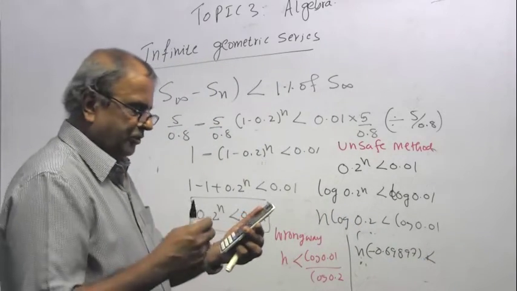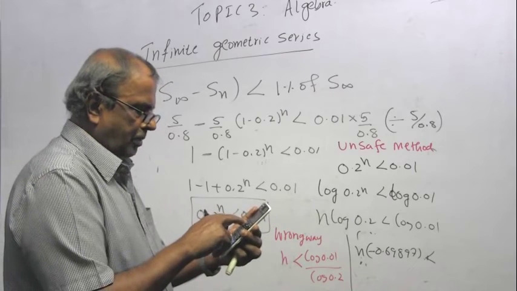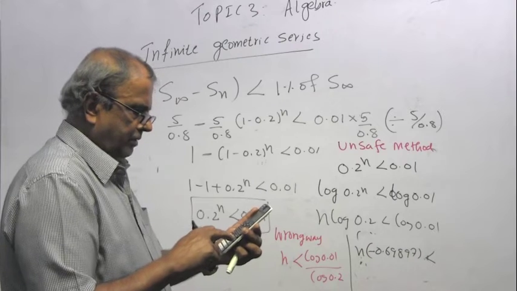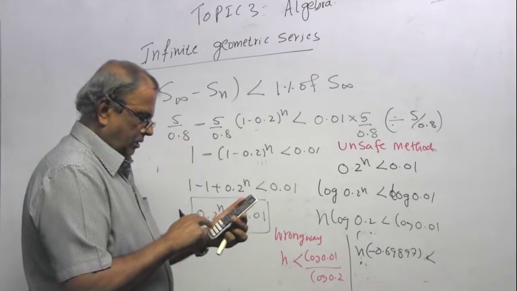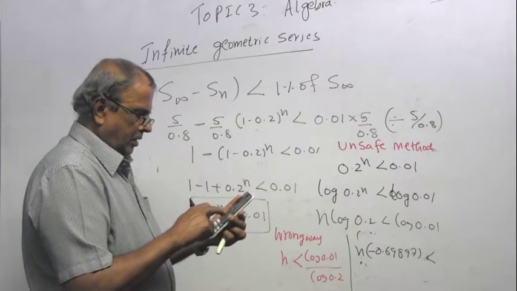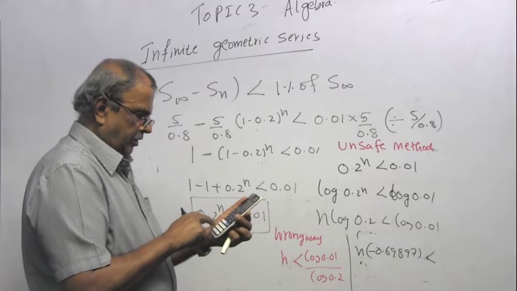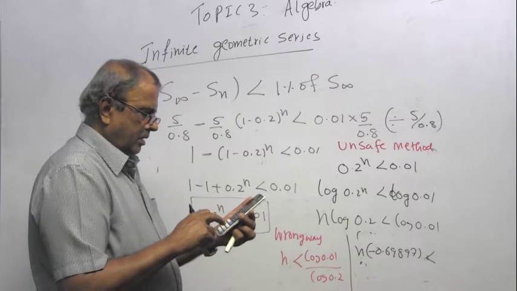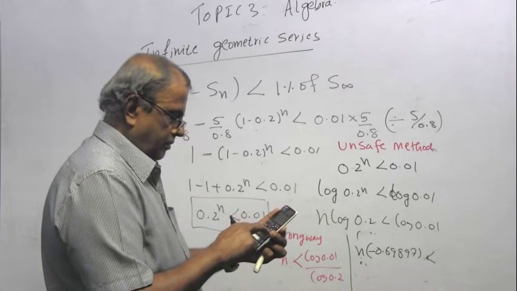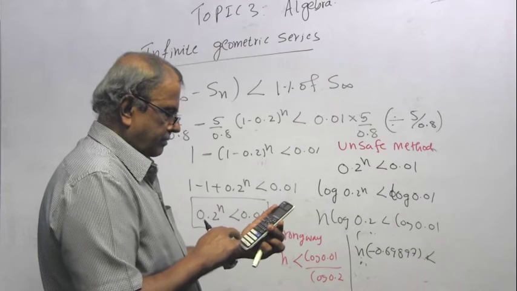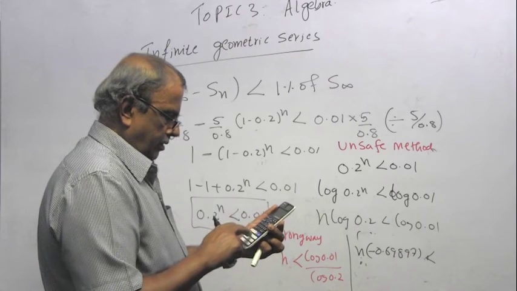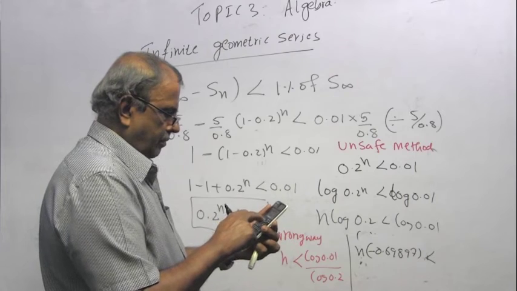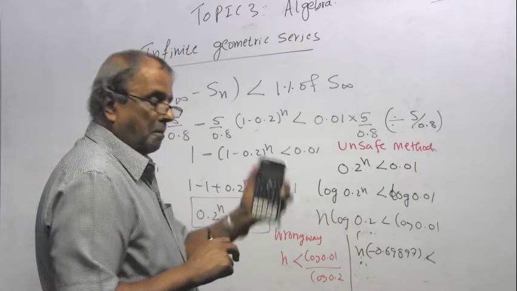Why is it 10 power minus 2? But let's confirm. So I'll go back. Cancel. Log base 10 of 0.01. Yeah. Log base 10 of 0.01 is minus 2.